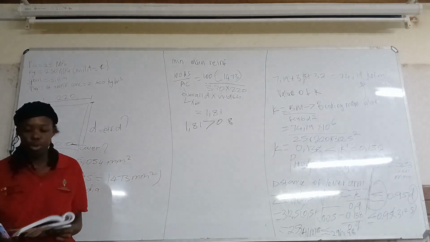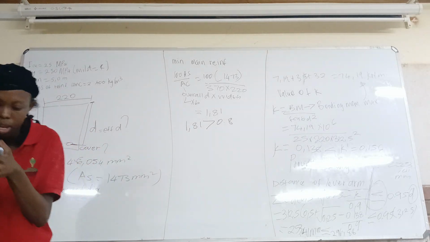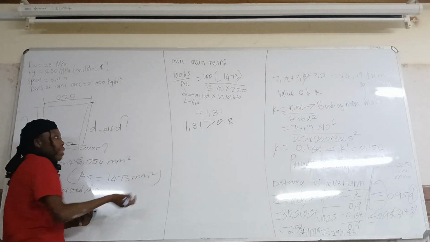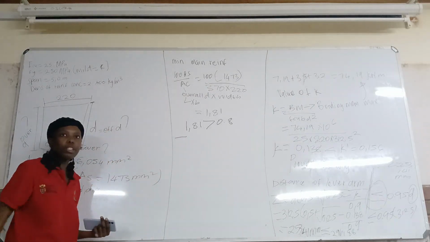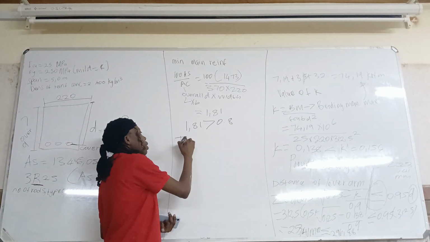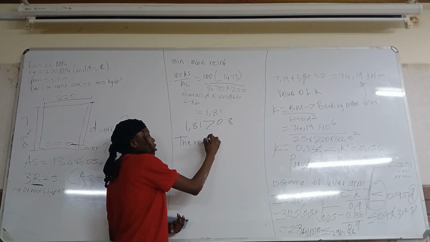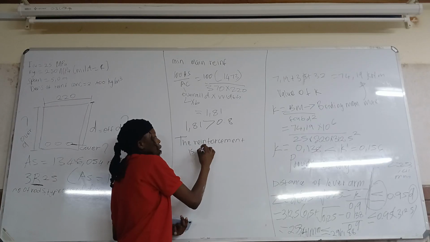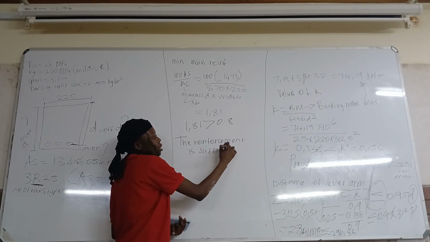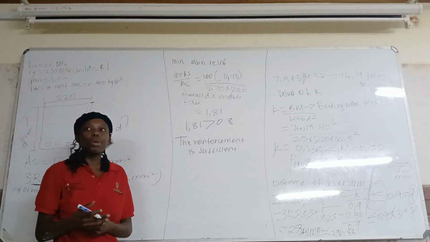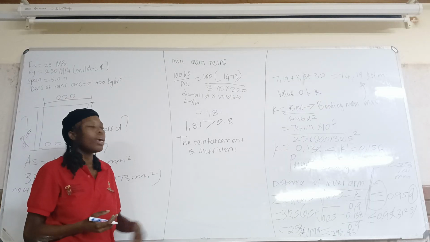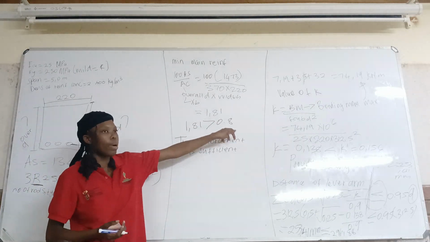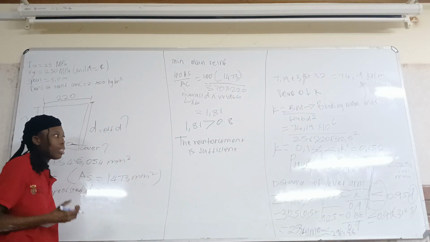So that is how we do the minimum reinforcement. The reinforcement is okay. The reinforcement is sufficient. The reason why it's sufficient, the tension reinforcement that you get needs to be higher than 0.8. Again, it needs to be greater than 0.8. So if it is less, it is not sufficient.